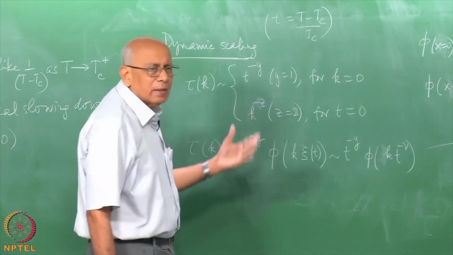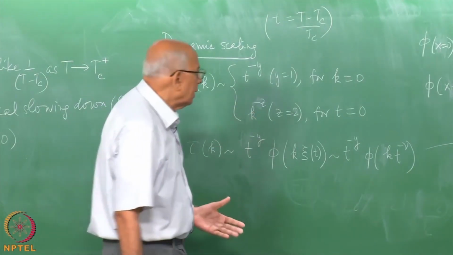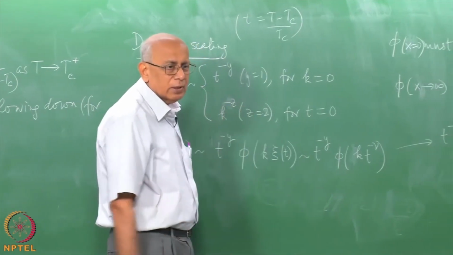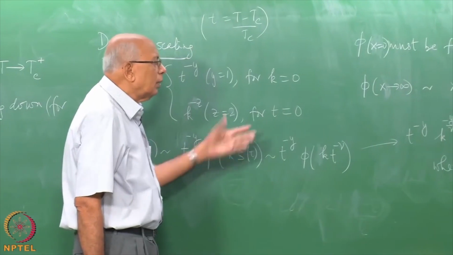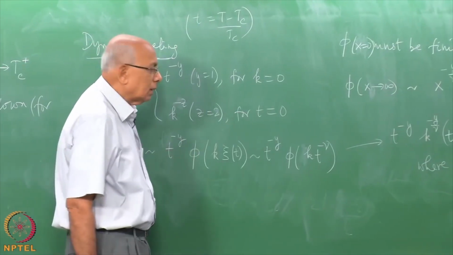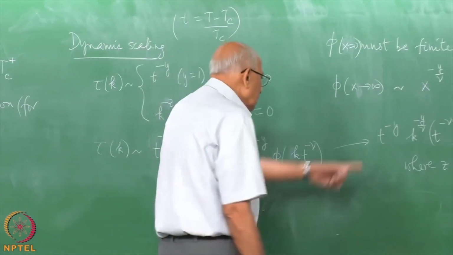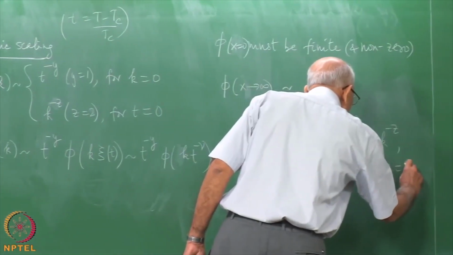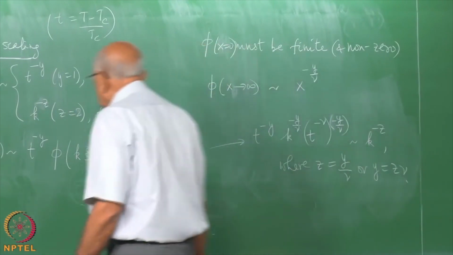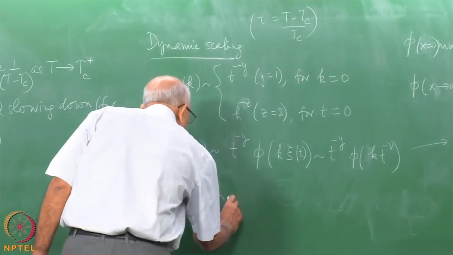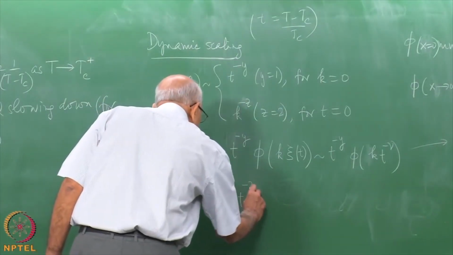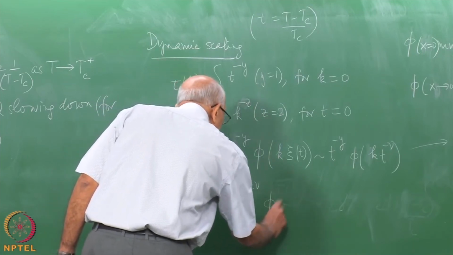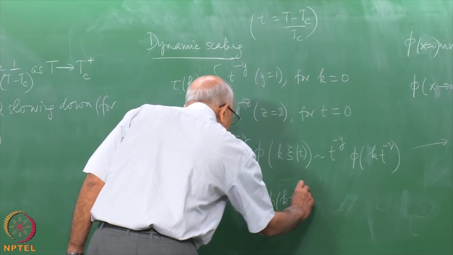So it is a simple trick, it is the same trick being played all over again, that you have two different limits, then it forces the scaling function to have this behavior. That is the only way in which you can be consistent here. So this will immediately imply y equal to z nu. So this implies that tau k goes like t to the power minus z nu, phi of k t to the minus nu.